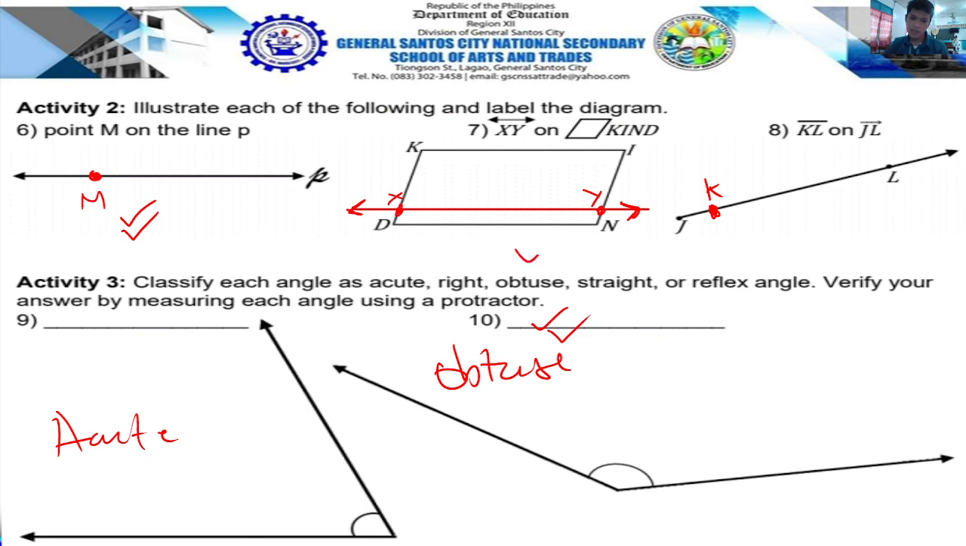And the total score is 20 over 20. So count activity 1, 2, and 3. Add nyo po, the score is 20 over 20. And kindly take a picture of your answer and your scores with the checking and submit it in our Facebook page at www.facebook.com/humang2021.